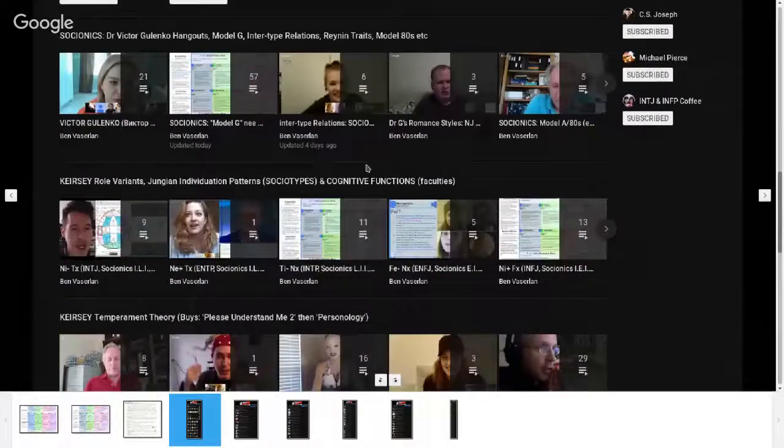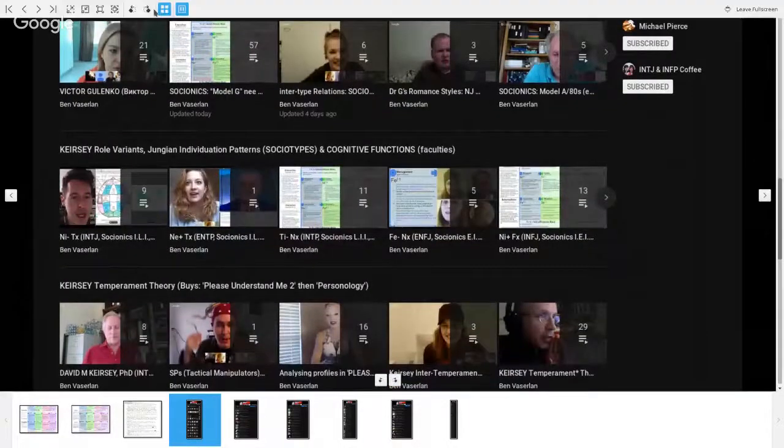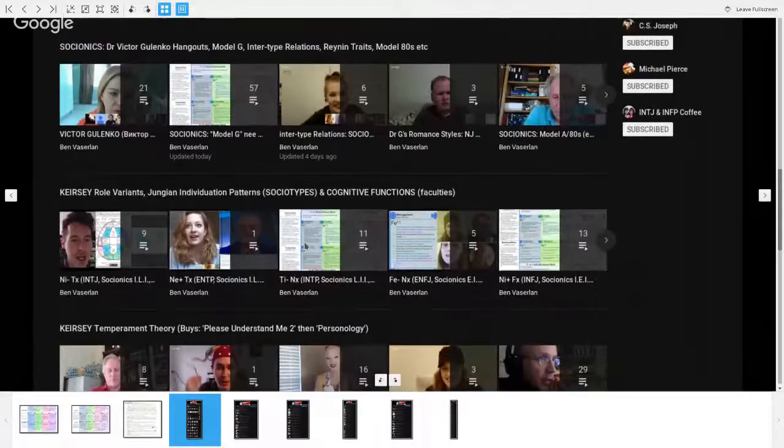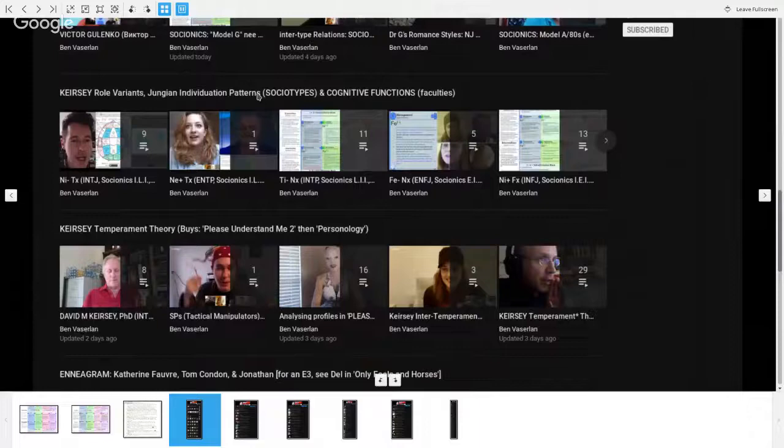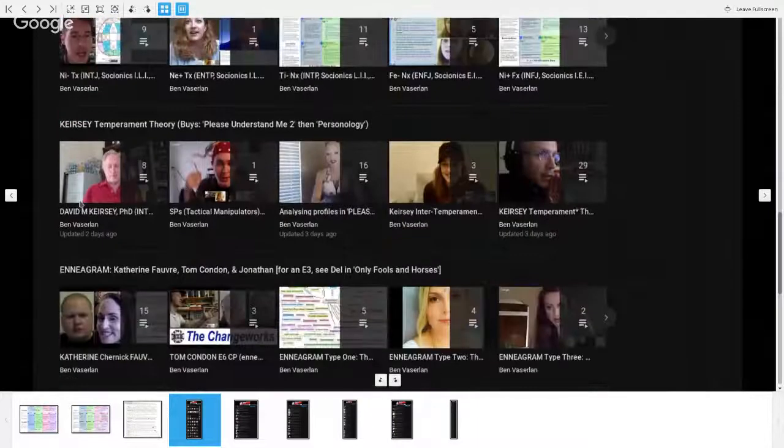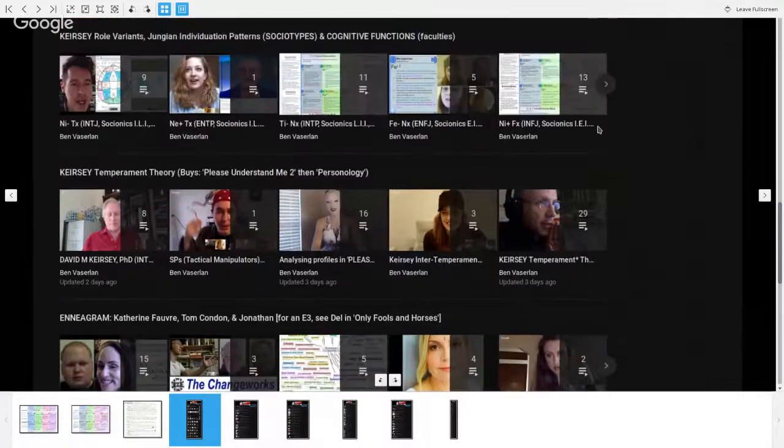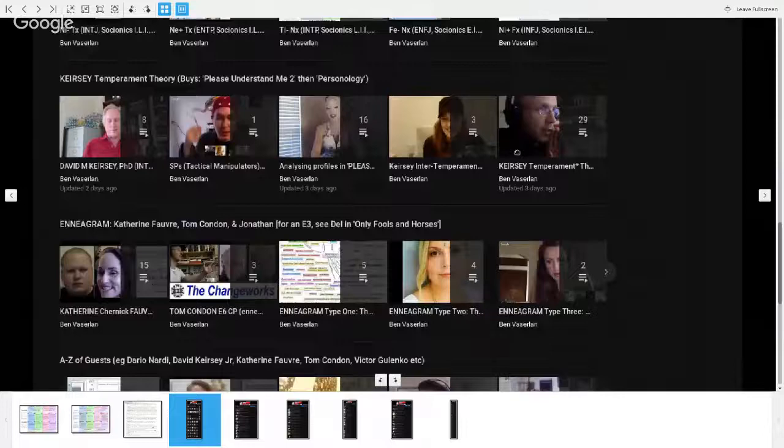Victor Hangouts. The Socionics shelf. Click that line. It really should have a line under it, on that line of text to show that it's clickable. You click that, then you get all of the other playlists. Same with that if you click that. This you don't need to do it because there's only 5 playlists on this shelf. That's why there's not that little arrow there.